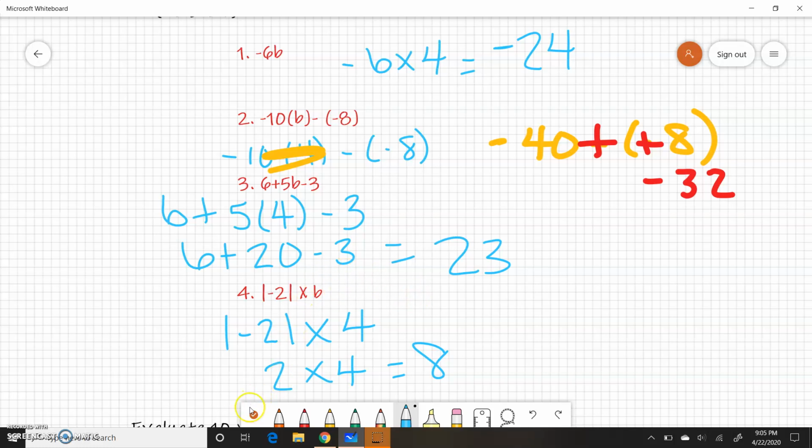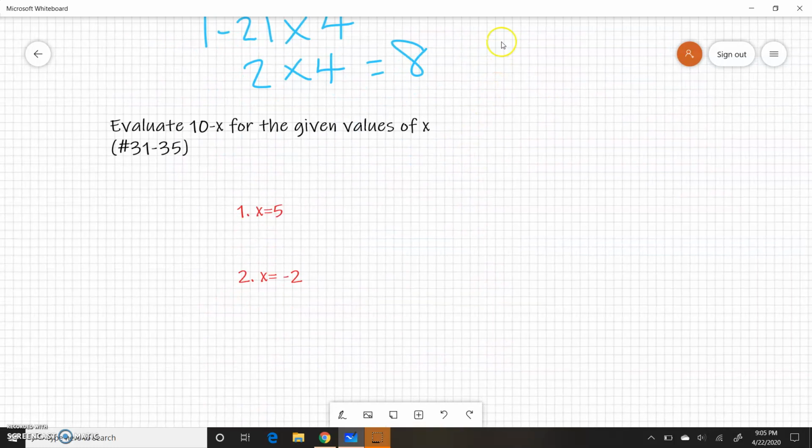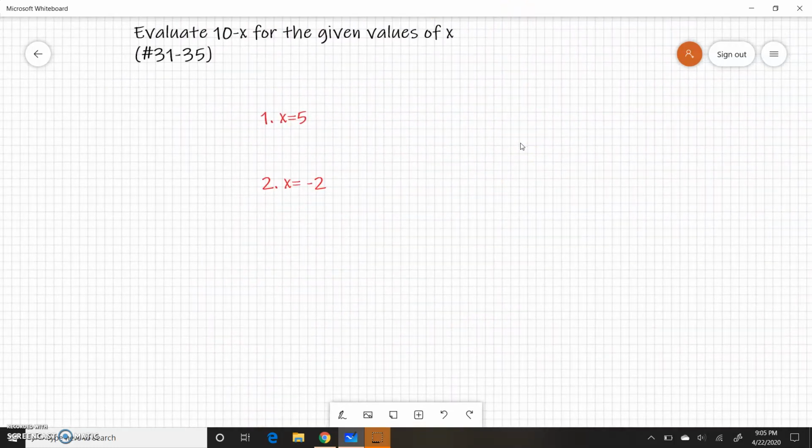Okay, and the last examples I'm going to go over today. This is like the review part on the bottom of your homework, number 31 through 35. It says evaluate 10 minus x for the given values of x. In your directions, it says evaluate 7 minus y. So the directions give you the problem. For both 1 and 2, I'm going to use 10 minus x. And the given value of x means that for each number, 31 through 35, it tells you what to stick in for the variable, or stick in for y.